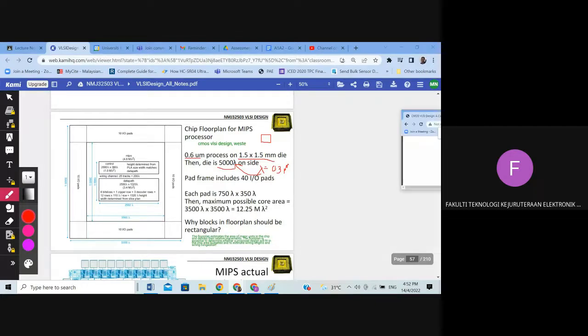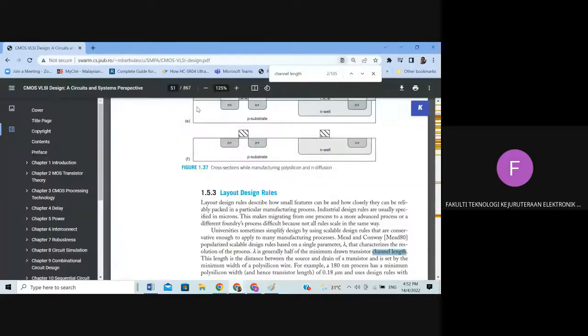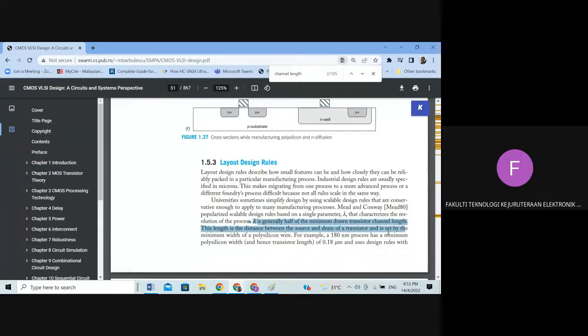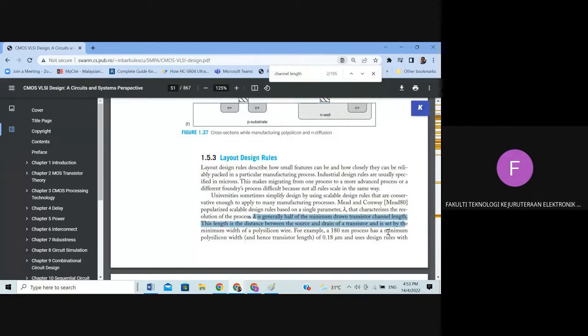This is your textbook on page 51. It mentions here that lambda is generally half of the minimum drawn transistor channel length. The length is the distance between the source and the drain of the transistor. So remember, a transistor has a source and drain, and the length between them is called the channel length.